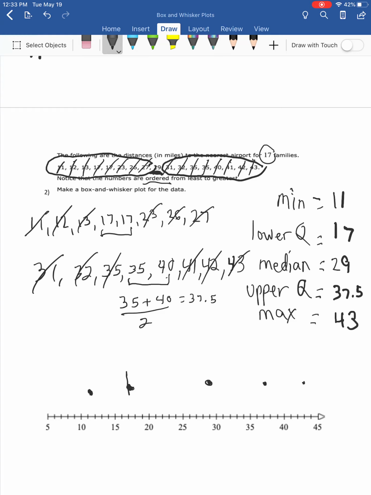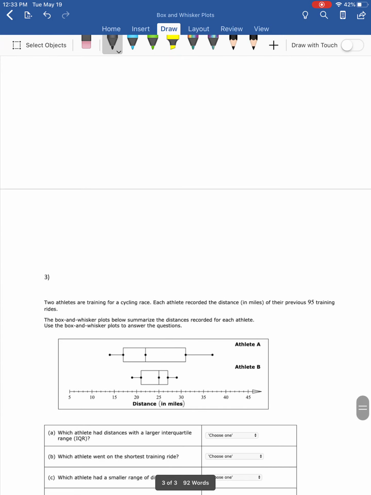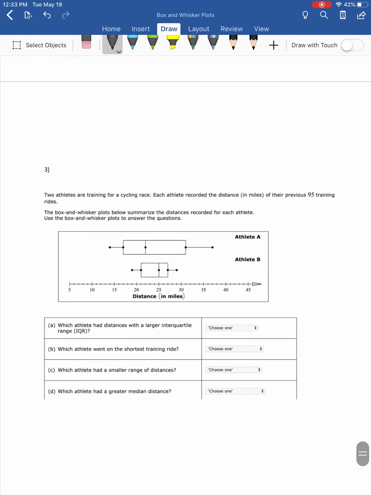Okay. So again, these guys get a box around them. That's your box in the box and whisker plot. And then the outside are your whiskers. That's it. Okay, different kind of question is, instead of constructing a box and whisker plot, you're given 2 box and whisker plots and you have to compare them.